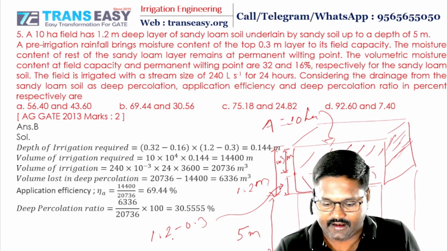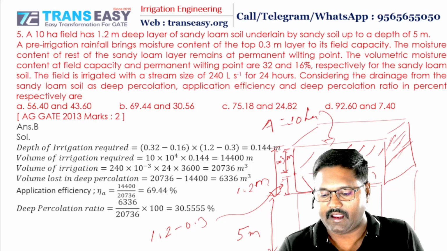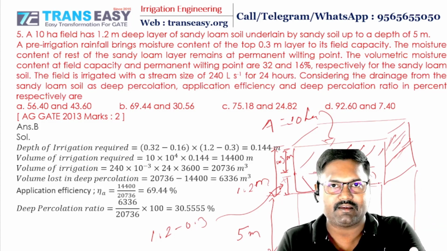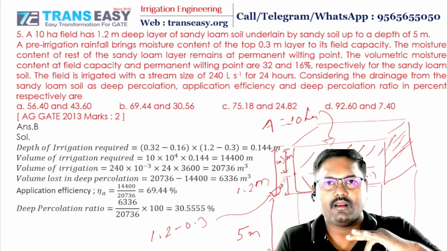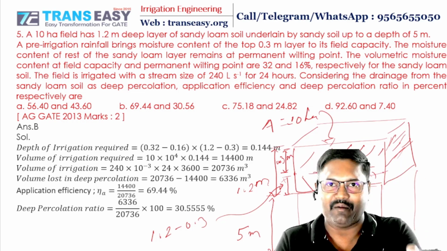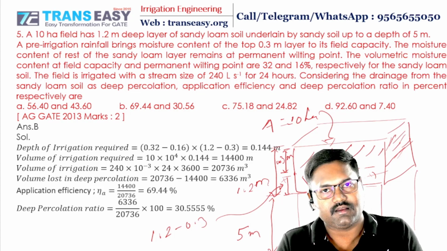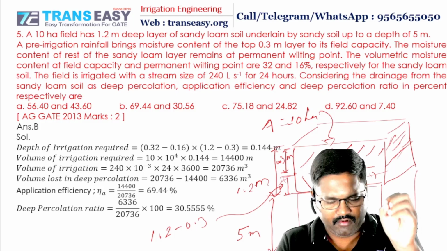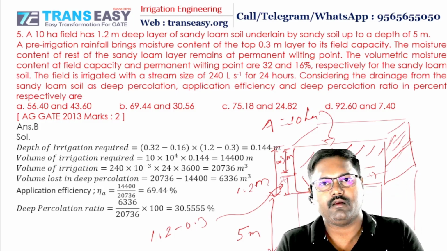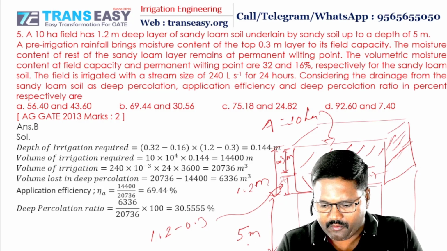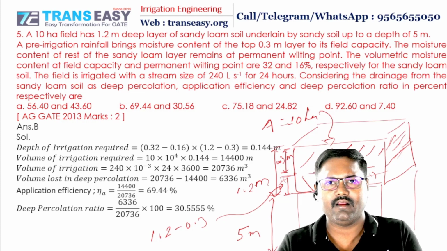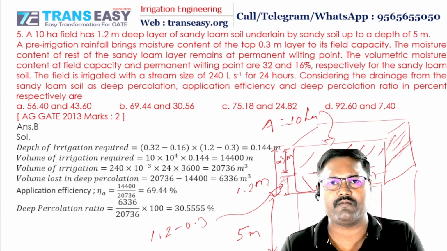For this 1.2 minus 0.3 depth of sandy loam soil, we have everything because remaining soil moisture content is at wilting point before irrigation, and we have to bring its moisture to field capacity. Everything is given about this remaining depth of sandy loam soil. So guys, we will perform everything for this depth. So 5 meter and underlain sandy soil, these are useless information in this problem.